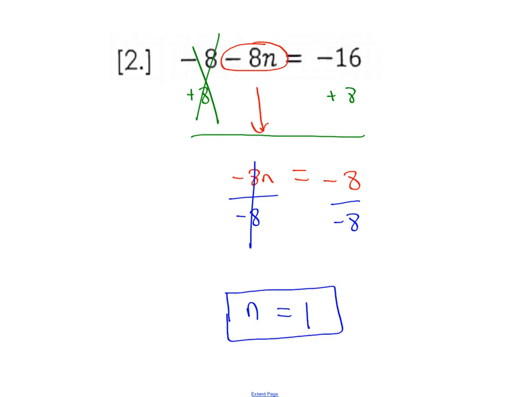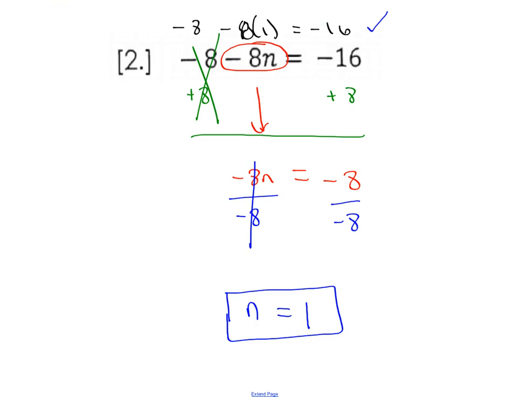You can always go back and check, right? If you do negative 8 minus 8 and you substitute the 1 in for n, does that give you negative 16? You get negative 8 minus 8, which is negative 16, equals negative 16. Check. So you can always check your work.